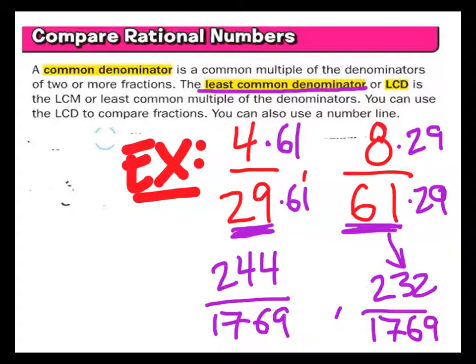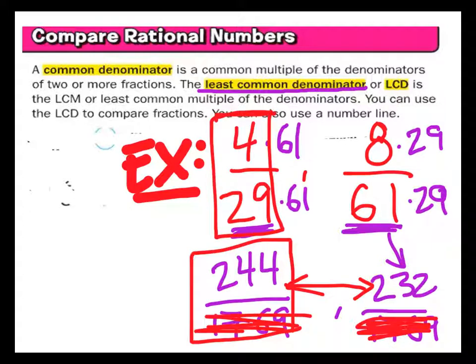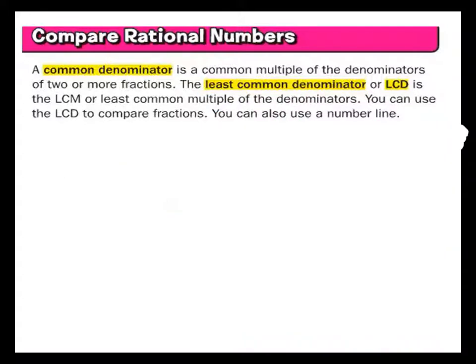All right, notice the value of these two is very, very close. We can ignore the denominators because they are now the same. And we just need to compare these two. So which one's bigger? 244. So now we could say absolutely, positively that this fraction is the biggest. It's the biggest one.